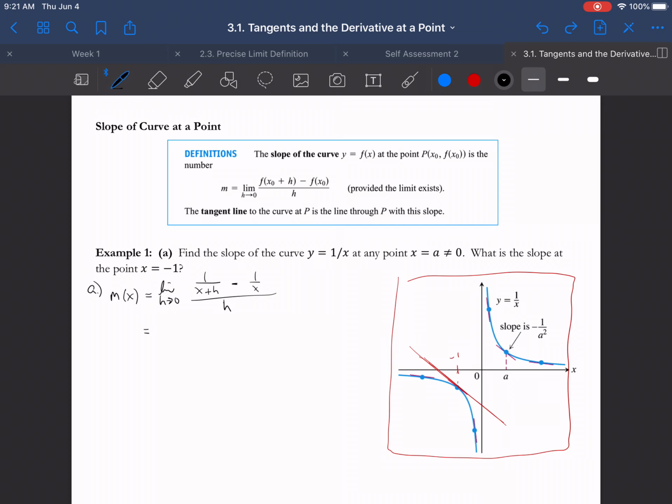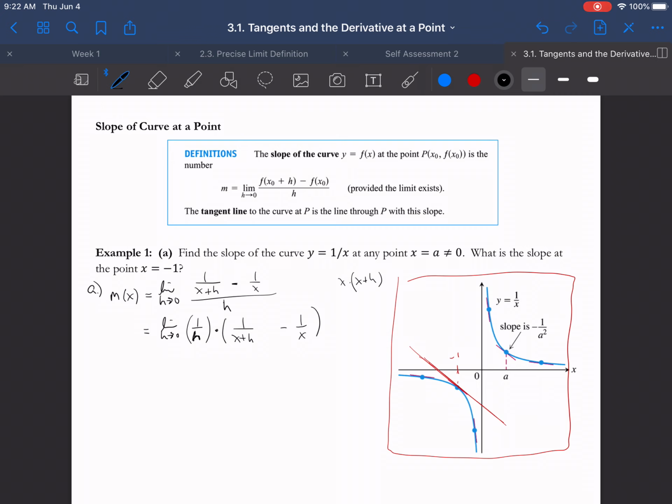So let's start off by bringing that 1 over h out front. Limit as h goes to 0, and I'm going to bring this h in the denominator out front, so it's 1 over h. Dividing by h is the same thing as multiplying by 1 over h, times 1 over x plus h, minus 1 over x. Now I cannot subtract those two until they have the same denominator. The common denominator between the two of them would be x times x plus h.